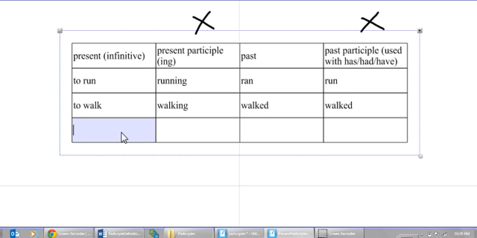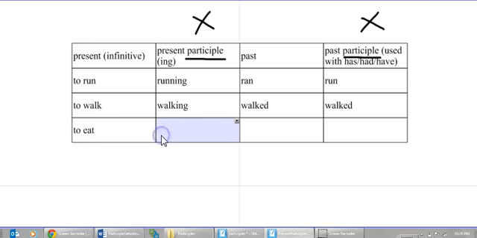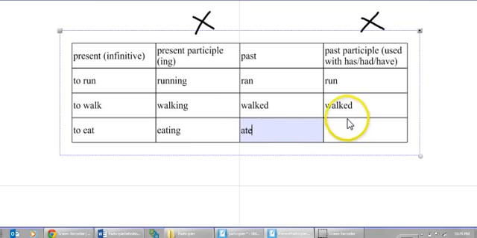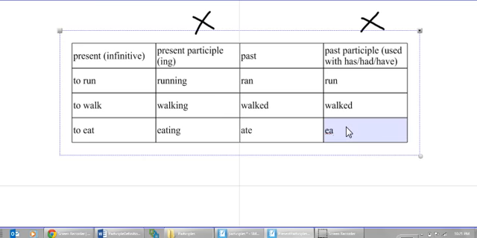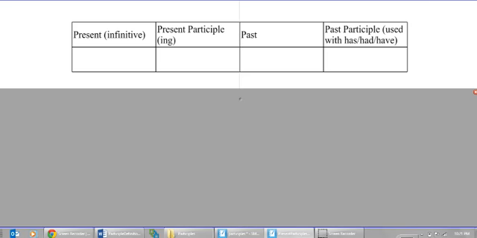Let's do eat. To eat, eating, ate. Sorry. Ate and have, has, or had eaten. Okay, so that's the past participle, and this is the present participle. All verbs, every single verb does this. Okay, so we turn the page.